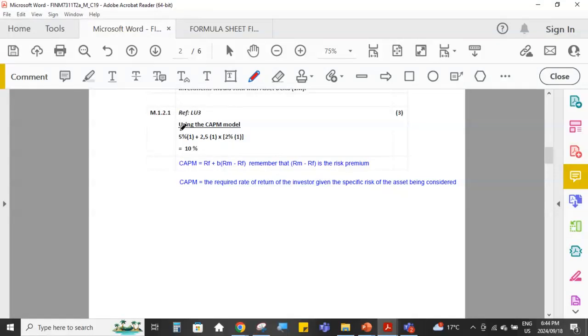So RF 5%, risk-free rate of return, plus the beta of Neptune, which is 2.5, multiplied by RM minus RF. And that equals 10%. So the required rate of return of an investor purchasing shares in Neptune Limited should be 10% to compensate them for the specific risk linked to Neptune, which is indicated by their 2.5 beta, as well as the market risk premium, which is currently 2%. So any investor will want a return of 10%.